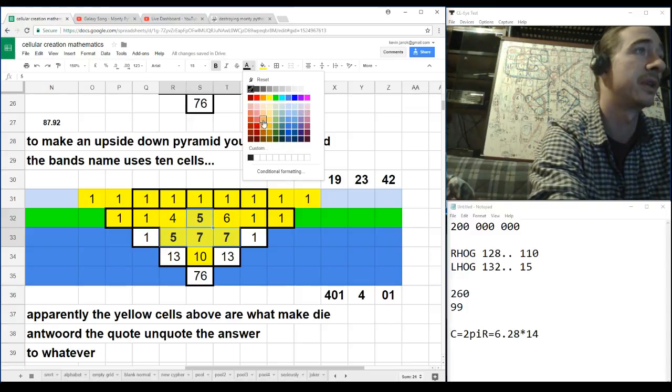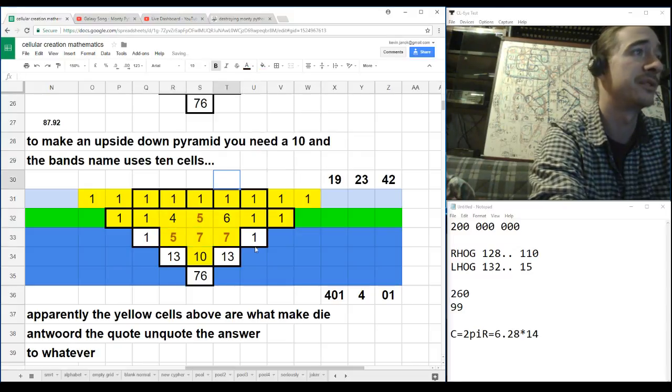Yellow. The complementary color is orange. That's really a terrible color. Brown, orange. Okay, these guys.